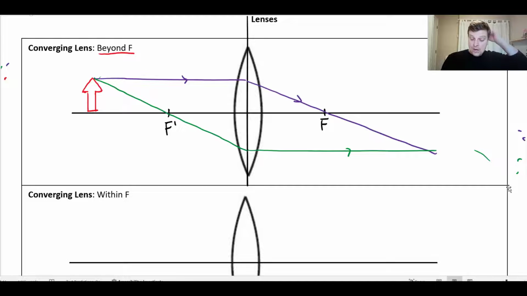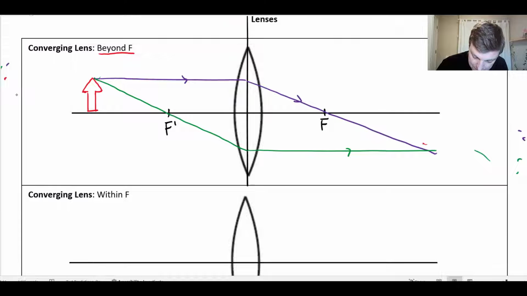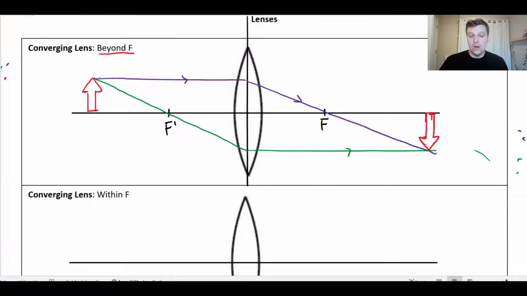All right, so I got a point here. You can see the point where these meet. This is going to tell me information about my image. My image, well, the top of my image is here. Just like before, the bottom of my image is going to be on the principal axis. So we're going to just fill in the blanks here, and we get an image that looks like this. And so what do we notice about our image? Okay, well, first thing we'll notice is that it is definitely inverted. Okay, there's no doubt about that.